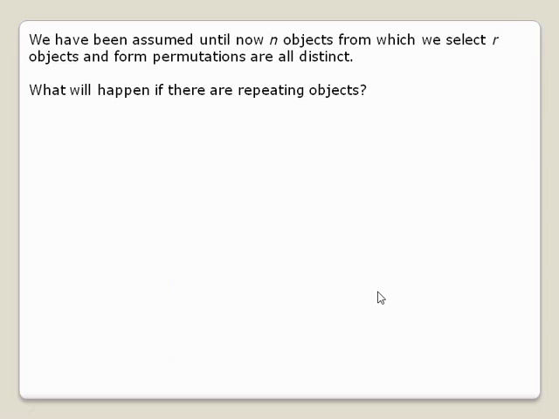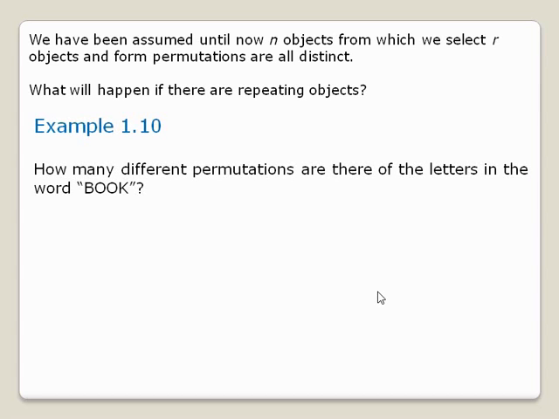So far, we have assumed that the n objects from which we select r objects are all distinct. What will happen if there are repeating objects? Let's look at another example. How many different permutations are there of the letters in the word BOOK? In these 4 letters, we see that the letter O repeats twice.